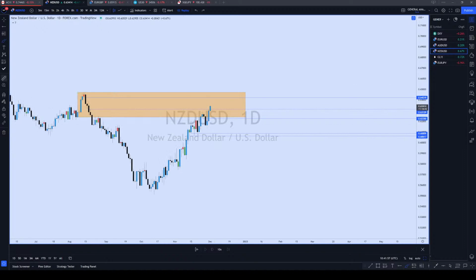Looking at the New Zealand, I'm not going to talk about targets here, how to get your targets, but you can clearly see that's a potential level that price will trade to, and I think I gave that over the course of the last forecast that I did.